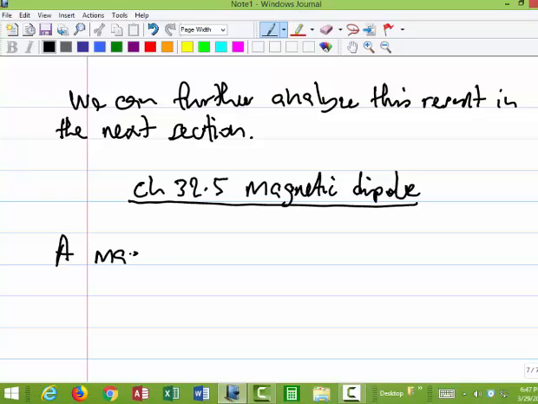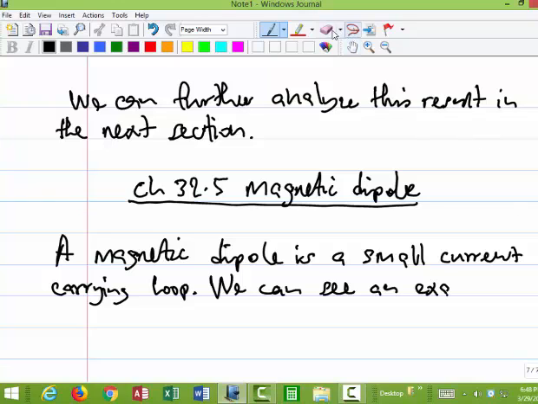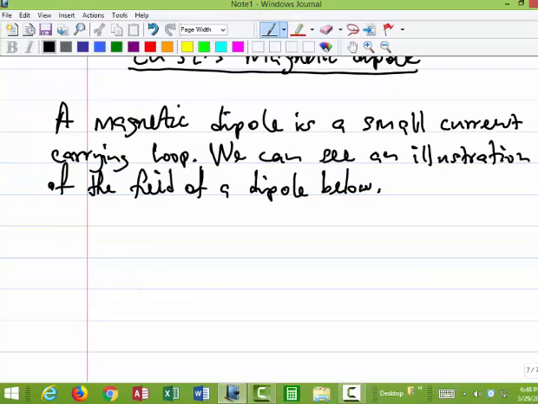So we'll start off saying that as a definition, a magnetic dipole is a small current carrying loop. You can see an example or an illustration of the field of a dipole. Suppose I have a current loop like that, with current going this way. So this current is counterclockwise. Let me write it down here. So the current is counterclockwise.